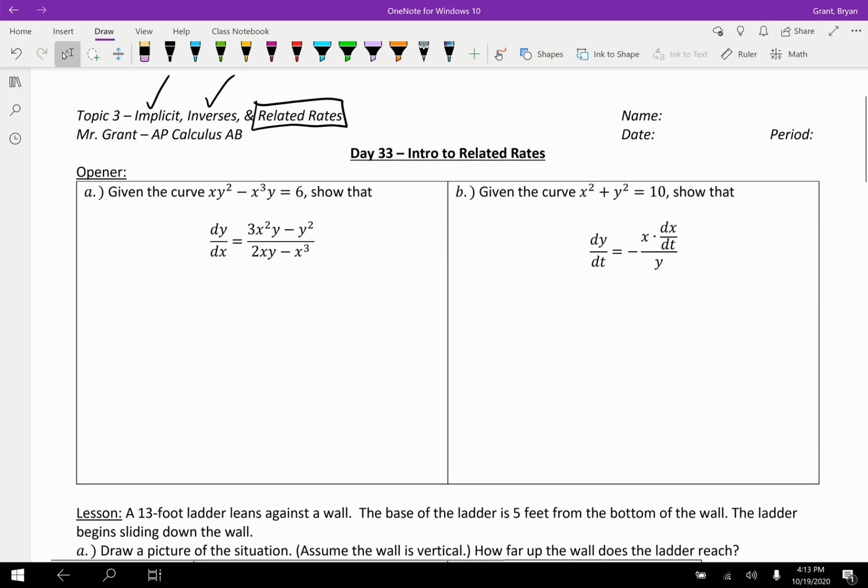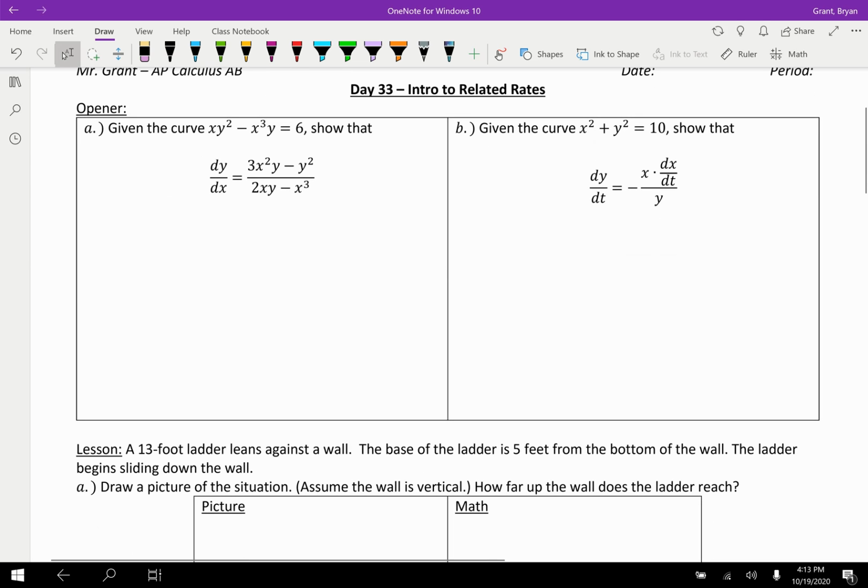Your opener has 2 questions, A and B. Your goal is to find or prove that dy dx is equal to this, and then a little bit weird, dy dt equals that one. So you might even be able to figure out what you need to do to each side. And once you have accomplished that, please go ahead and unpause the video and we'll see how you did.